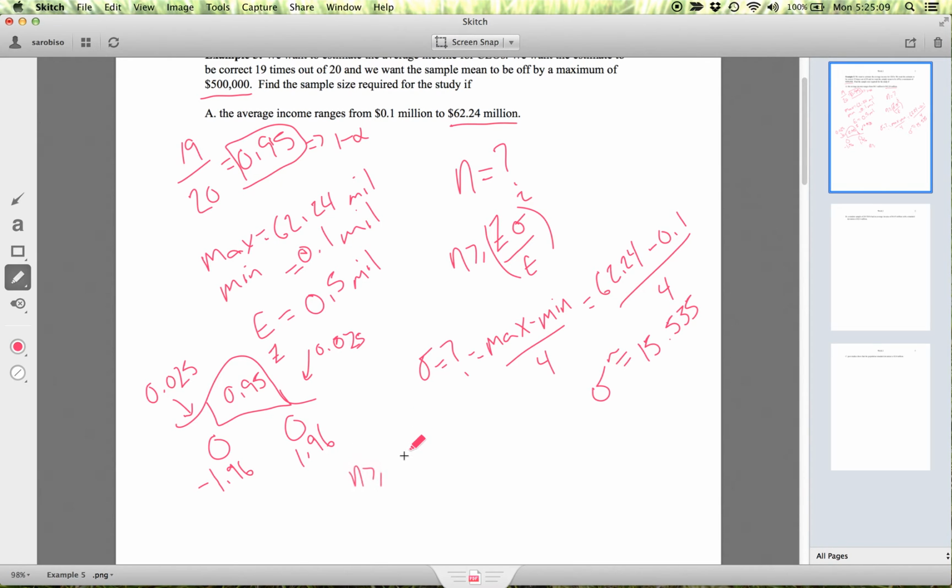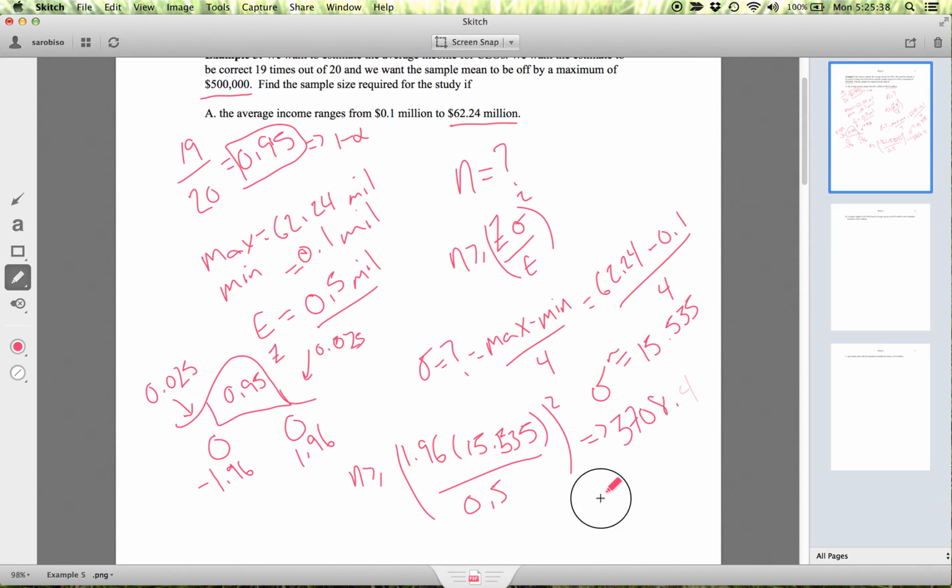Okay, finally, we can just put these values into our calculator. n should be at least as big as the z value, which here is 1.96, multiplied by our standard deviation, which we've estimated to be 15.535, and divide by our error that we're allowing here, 0.5, and then we'll square it. This value we will get to be 3,708.4. When you're talking about sample size, you always round up. It doesn't matter what the decimal value is, you always round up. And here you'll get 3,709 that you should do for your sample size.